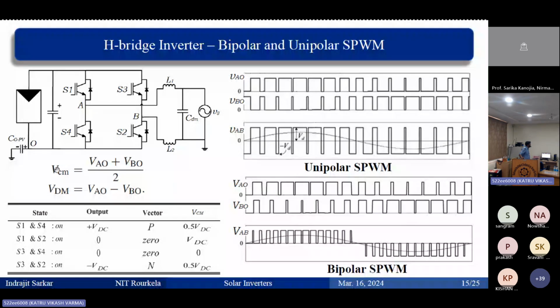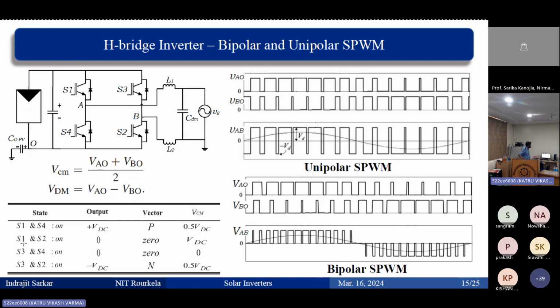Okay, so this is the common mode voltage and this is the differential mode voltage. Now see, when it is an H-bridge inverter, when S1 and S2, sorry, this is a mistake, when S1 and S2 are on, the output voltage is plus VDC and the vector that you are applying here is P, and the common mode voltage is AO plus BO divided by 2. So it becomes 0.5 VDC.